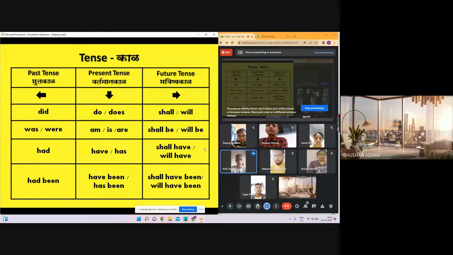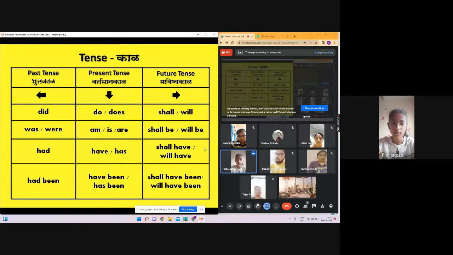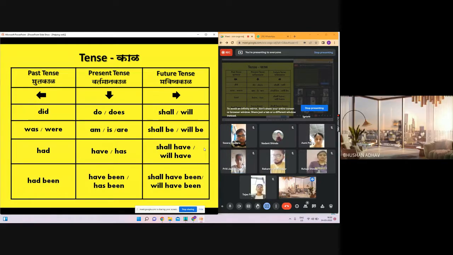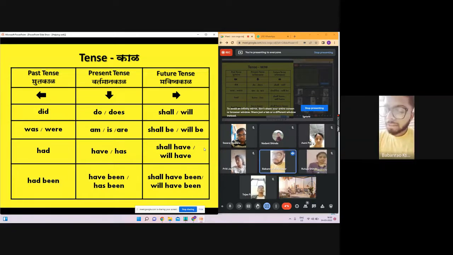Yes, Preeti ma'am. For past tense, did, was, were, had been. For present tense, do, does, am, is, are, have been, has been. Future tense: shall be, will be, shall have been, will have been. Correct. Yes, Yogesh sir. For past tense, did, was, were, had been. For present tense, do, does, am, is, are, have been, has been. Then for future, shall be, will be, shall have been, will have been. Thank you, sir. Absolutely right.